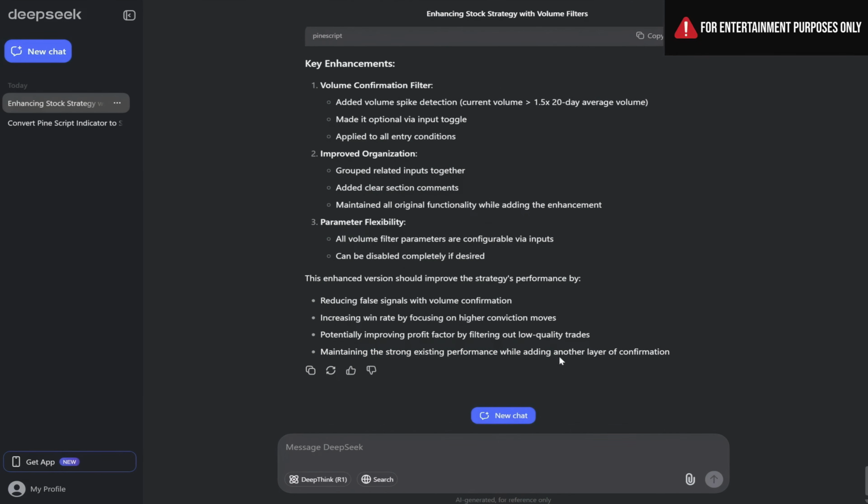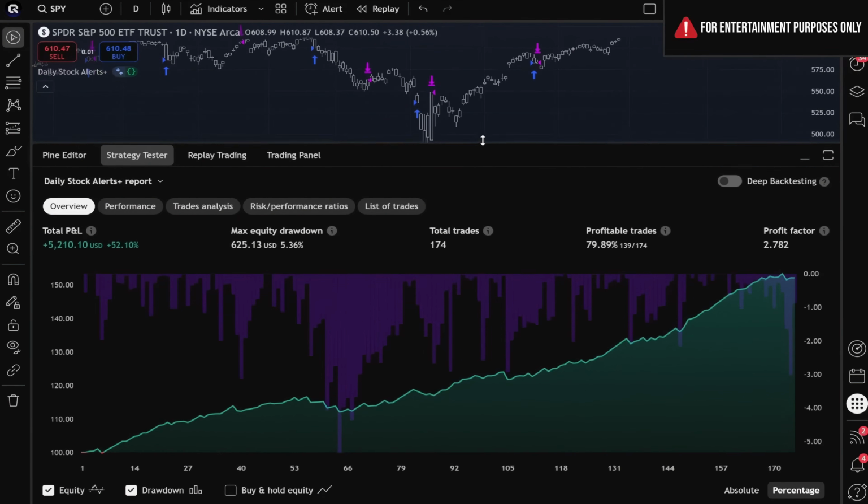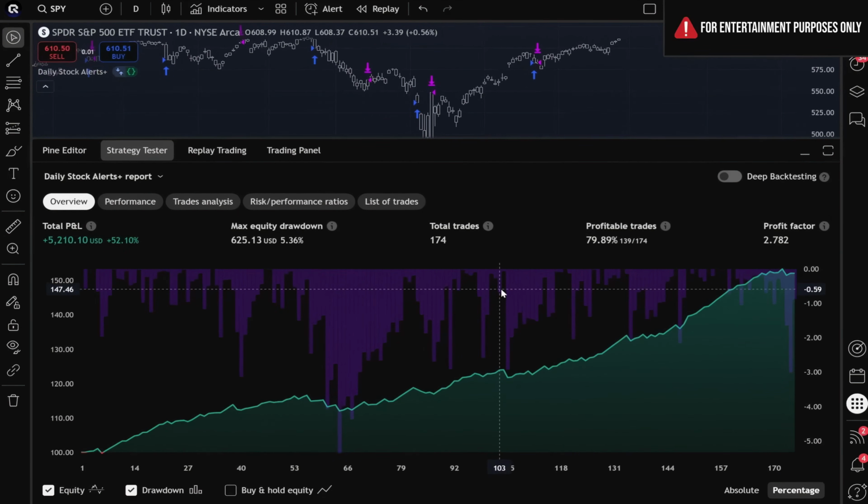So let's take this enhanced code, bring it back to TradingView, and see if Deepseek can live up to its words. Let's go ahead and enable this strategy and see if Deepseek is able to earn a perfect score on the medium test. And we can see that after enabling the strategy, the performance across these 4 metrics has drastically changed compared to the original version.